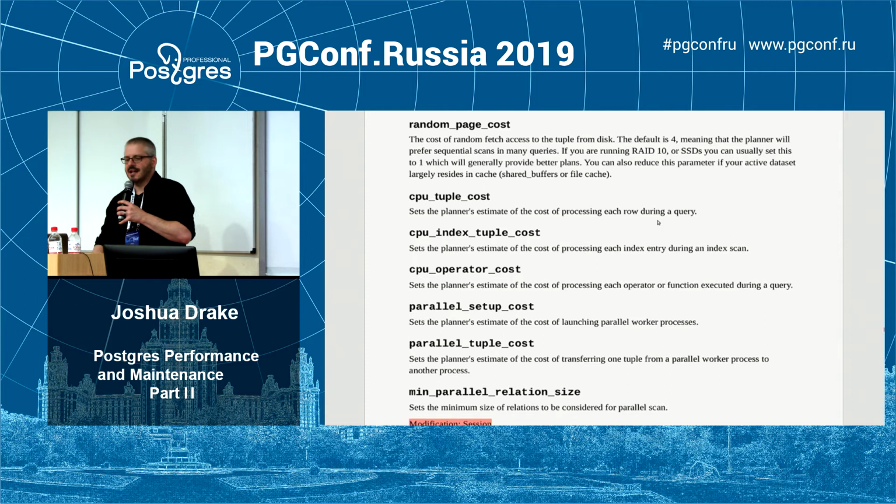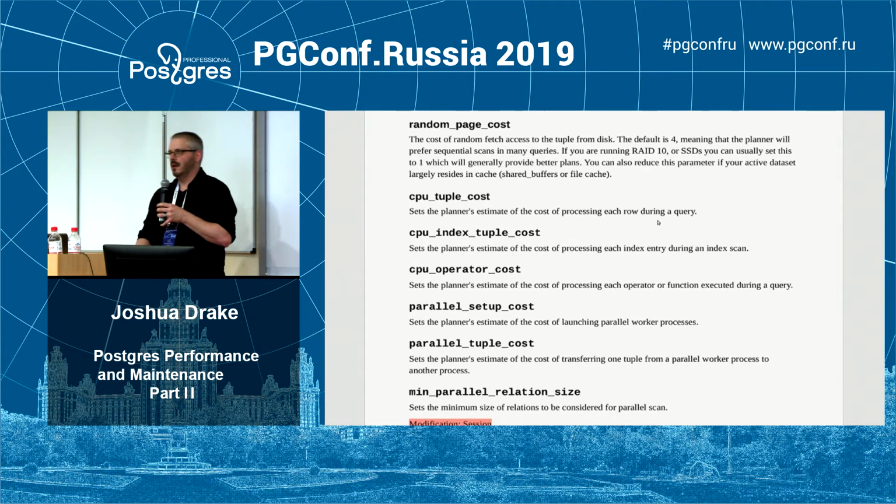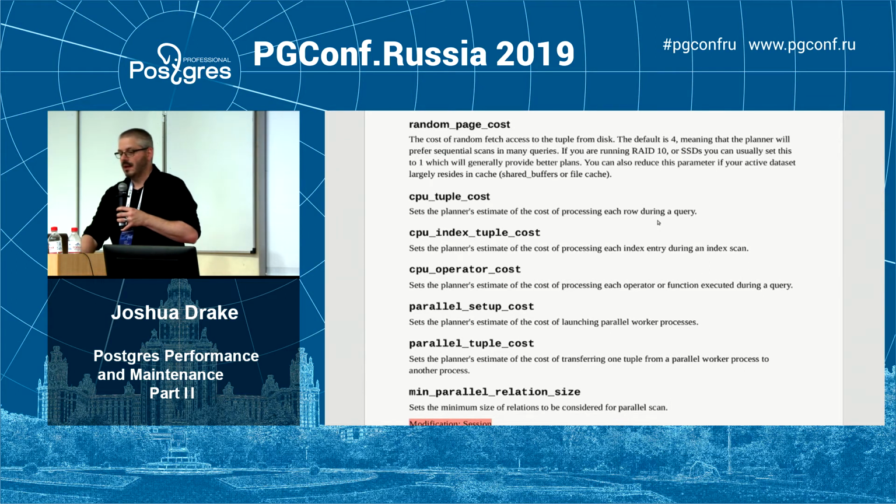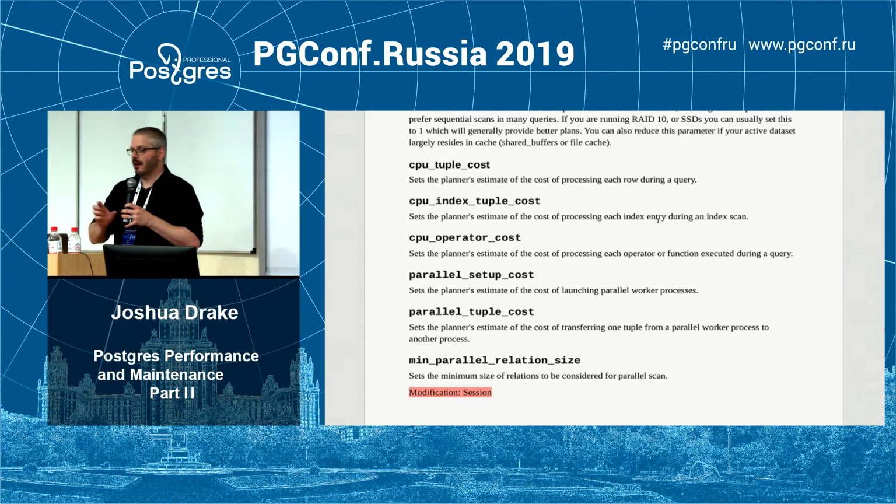CPU tuple cost sets the planner estimate of the cost of processing each row during a query. The reason you need all of these is because CPUs used to be slow. They're not anymore. So it's actually not expensive, generally speaking, for a CPU to process a tuple. I would leave this one alone. Index tuple cost sets the planner estimate of cost of processing each index entry during an index scan. Operator cost, greater than, less than, greater equal than, that kind of thing, sets the planner estimate of the cost of processing each operator or function executed during a query.